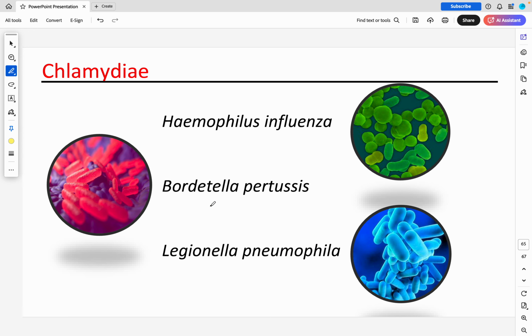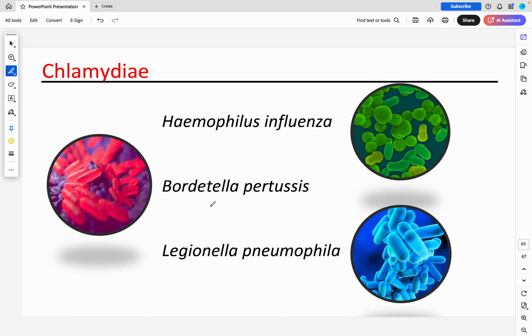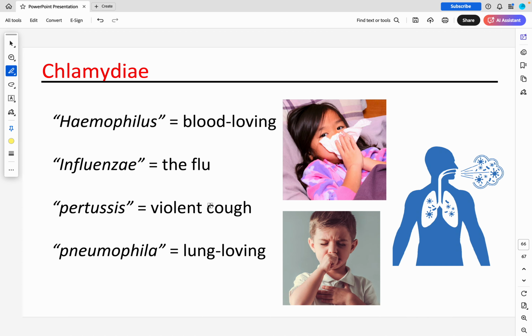Then we have Haemophilus influenzae, Bordetella, and Legionella as additional examples of key species. Haemophilus is blood-loving, hemo, then philus. Influenzae can cause flu. Pertussis, in the case of Bordetella, is the whooping cough, a violent cough. Then pneumophila suggests that it is lung-loving, in the case of Legionella pneumophila.